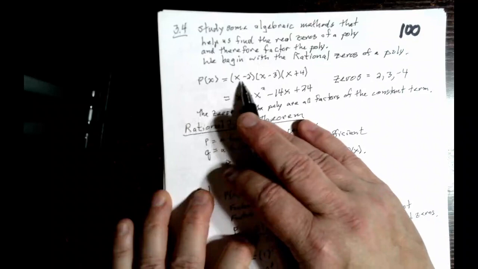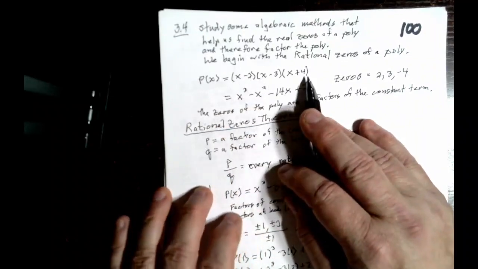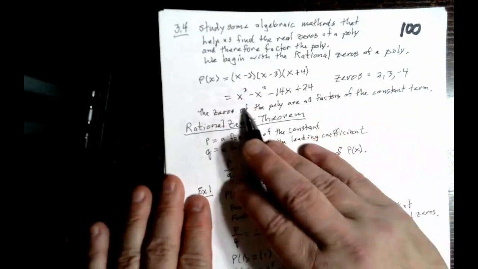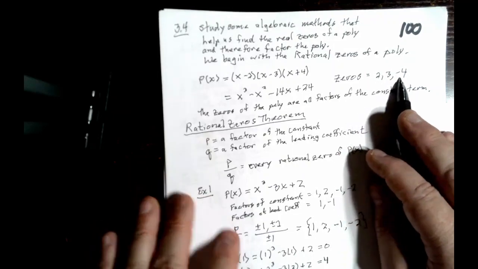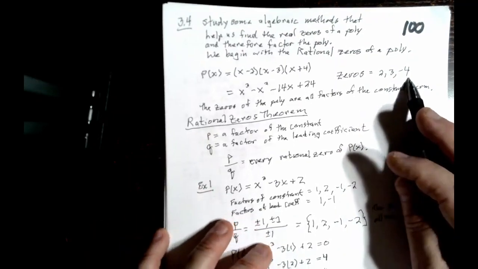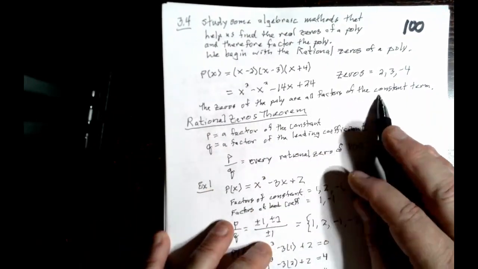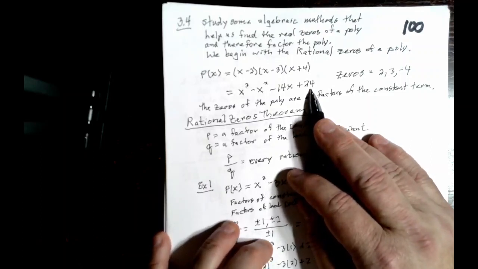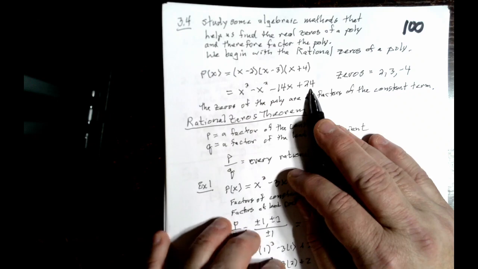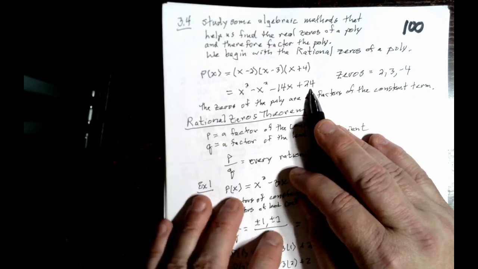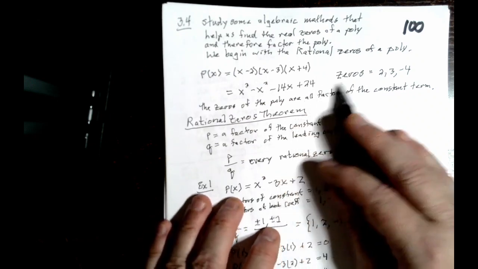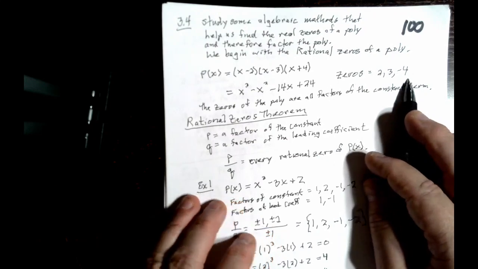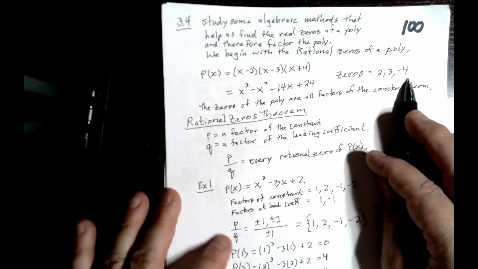So p of x equals these three factors. We know that fairly easily we can see 2, 3, and minus 4 are our zeros. Notice those zeros are all factors of the constant term 24. The factors of 24 are 1, 2, 3, 4, 6, 8, 12, and 24. All of these are positive or negative of those numbers.